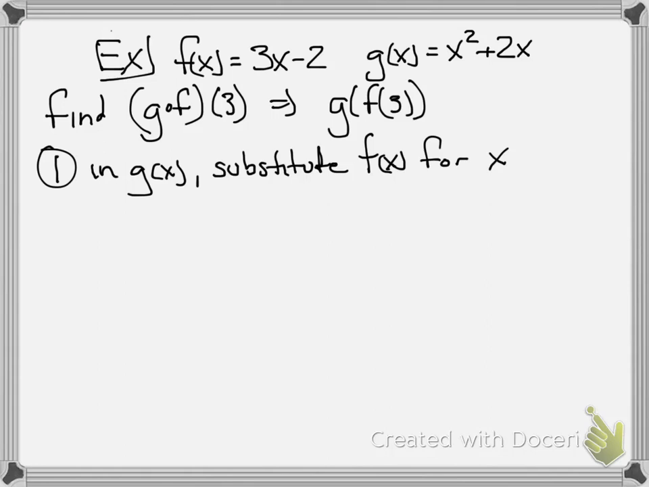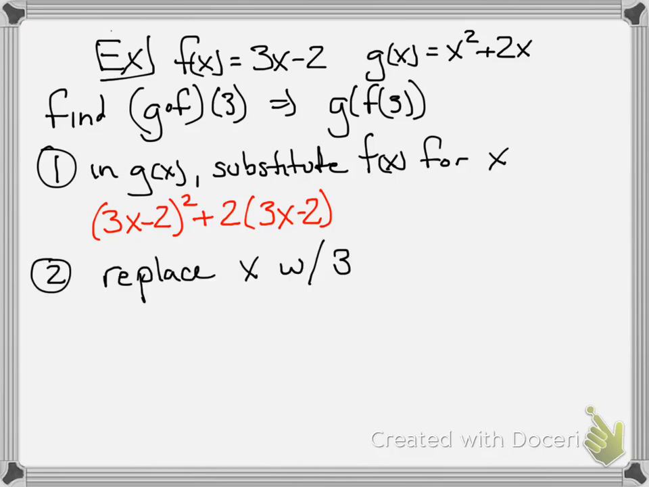So again, a mouthful, but in g of x, we've got this x squared here. And everywhere we see an x, we're going to substitute this f of x. So here we've got x squared, and there we're going to put in 3x minus 2. Got an x here. We're going to put in a 3x minus 2. Okay?